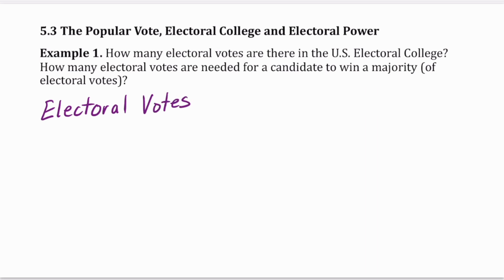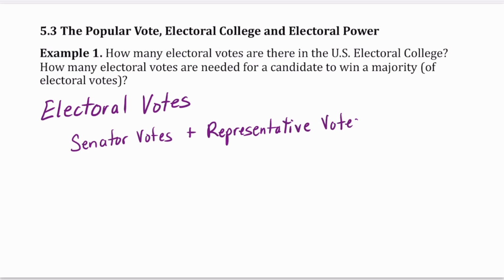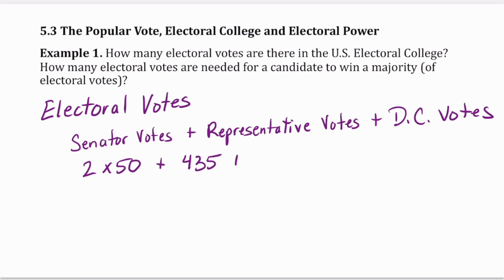Well, we know that each state gets 2 votes, 1 for each senator, plus more votes based on their population equal to their representation in the House of Representatives. We also know that the District of Columbia gets 3 electoral votes. So that is 2 times the 50 states plus the 435 House of Representatives plus the 3 DC votes, giving us a total of 538 votes.